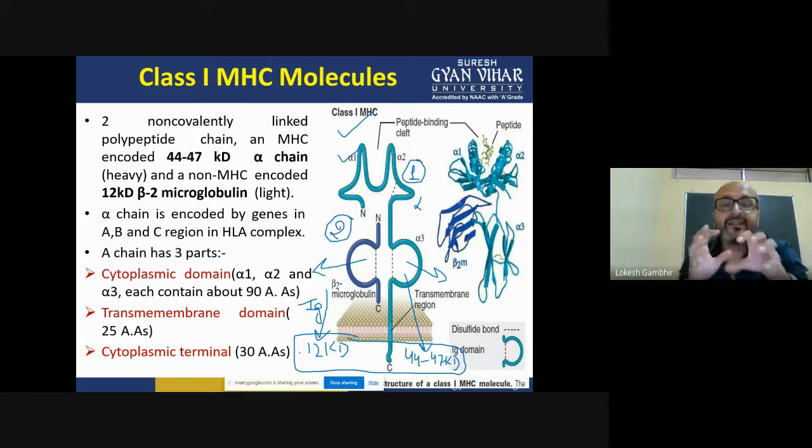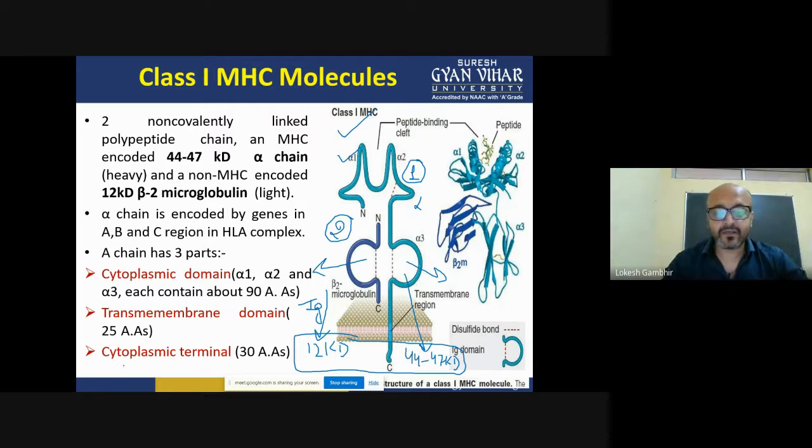So you will clearly say that yes, the MHC class 1 molecule is made up of two separate peptide chains. One is 12 kilodalton, that is the light chain, and another one is 45 kilodalton, that is the heavy chain. And this is how the structural aspect of this particular MHC molecule was determined.